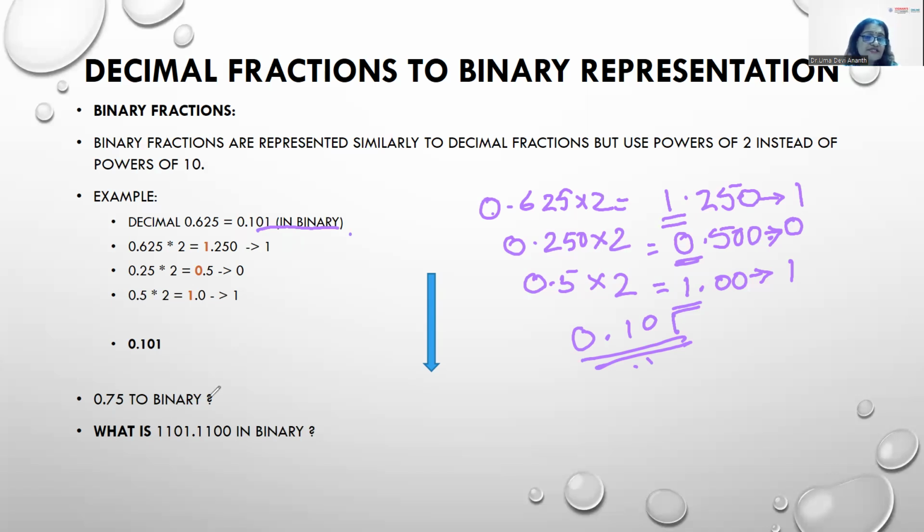Let's look at what is 0.75. Can you find the answer to that? 0.75, how do you convert it into binary? Give me the answer to that. 0.75 into binary. So you just keep multiplying by 2 until you get no further decimal part. Yes, students, try this. What is 0.75 in binary representation? Give me the answers. You can share in the chat.